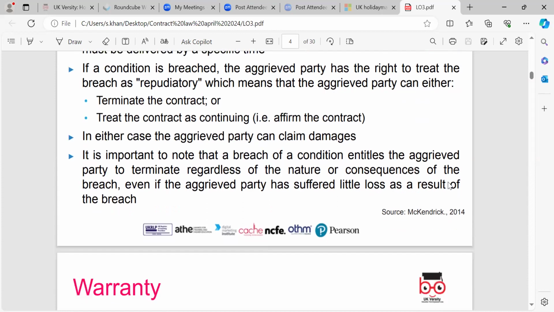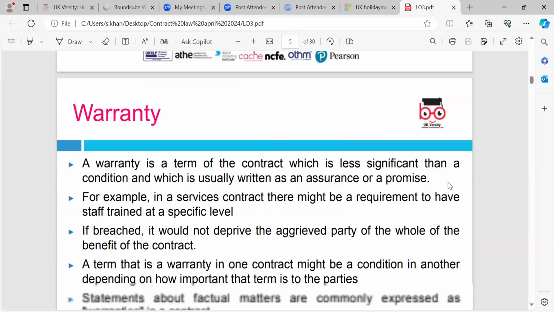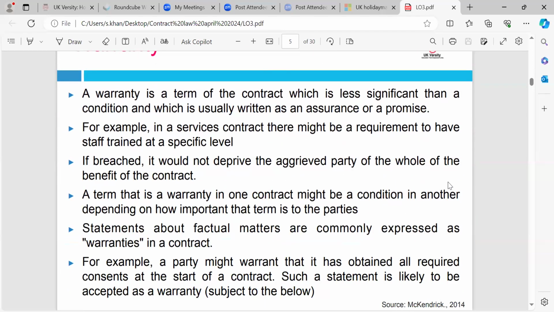In regards to the next element, it's warranties. So a warranty is a term of the contract which is less significant than a condition, which is usually written as an assurance or a promise. For example, in a services contract, there might be the requirement to have staff trained at a specific level. If breached, it would deprive the aggrieved party of the whole of the benefit of the contract.